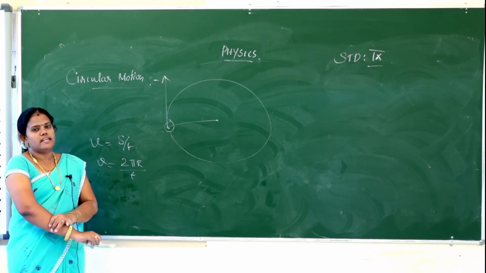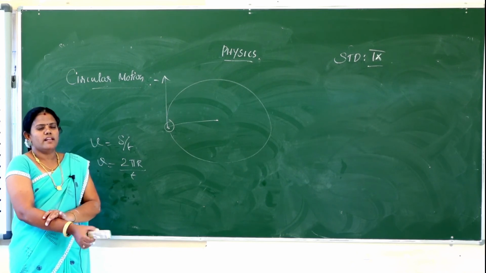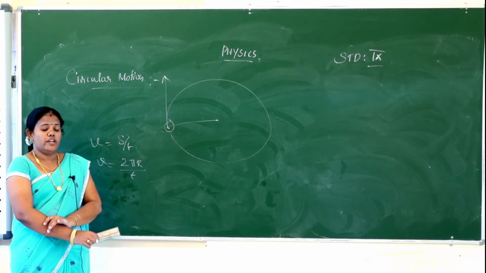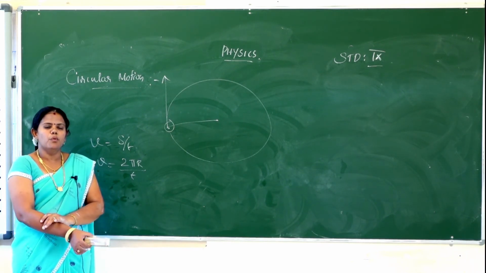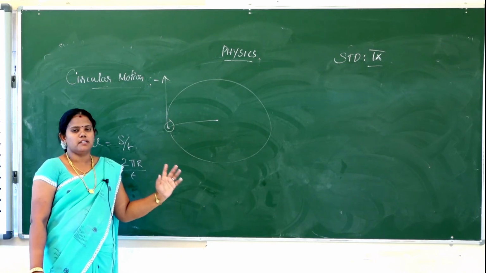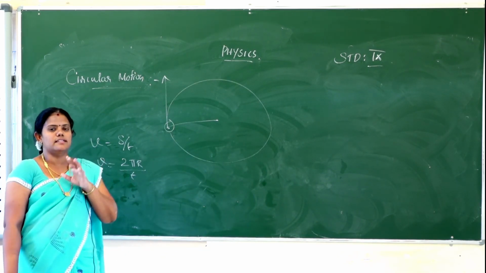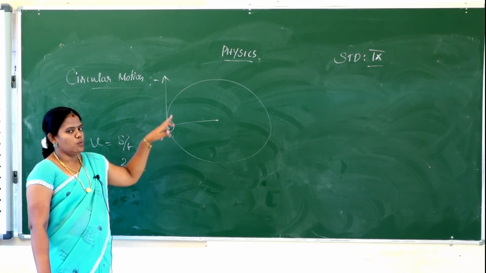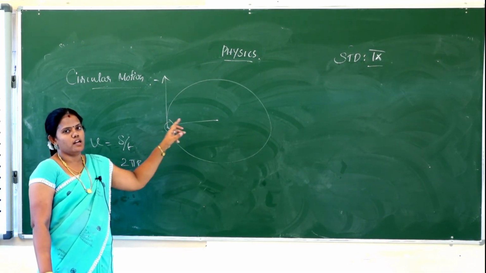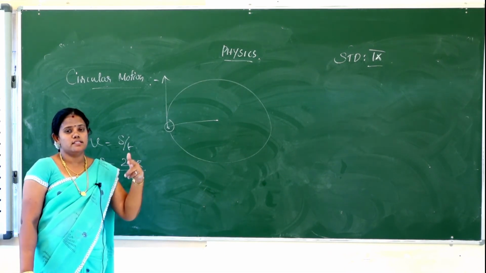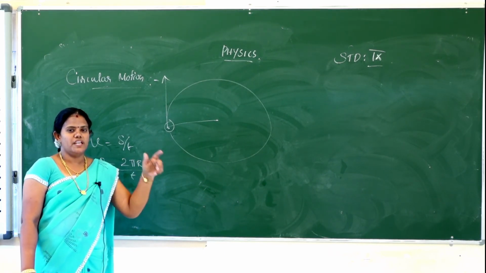And what are the examples of circular motion? The earth is moving around the sun, and the moon is moving around the earth. Strictly that is an elliptical motion, but it keeps moving continuously in a circle, which is called circular motion. Then the second hand of a clock moves around the clock.